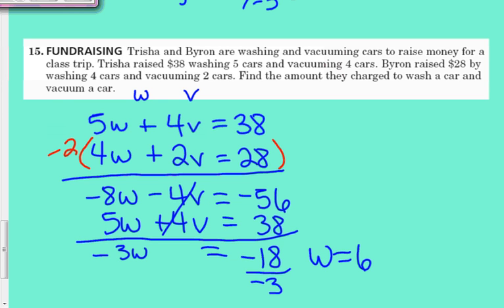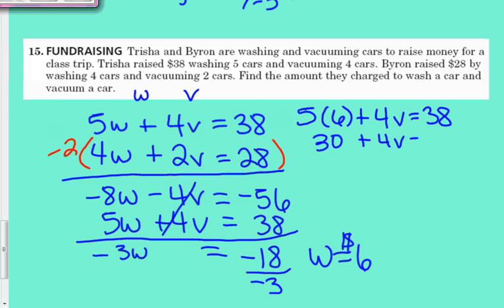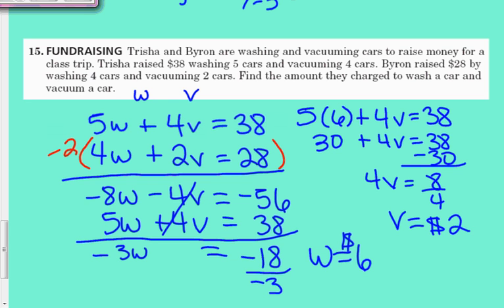They didn't wash 6 cars, they charged $6 to wash the cars. And then once you find out how much they charged for washing, then you can plug that in. I'll do it with the top equation. 5 times 6 plus 4v equals 38. 5 times 6 is 30 plus 4v equals 38. Let's subtract 30. And we'll get 4v equals 8. 8 divided by 4. They've charged $2 to vacuum them.